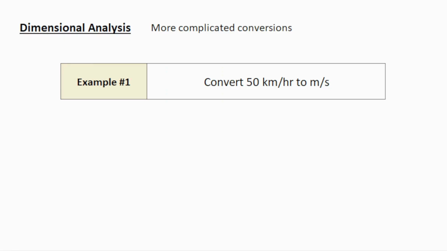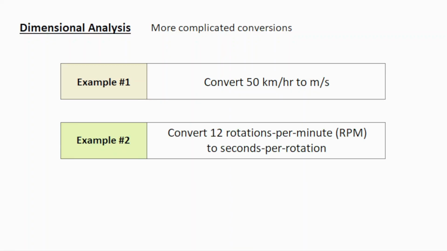Dimensional analysis is related to more complicated conversions. Maybe we need to convert 50 kilometers per hour into meters per second, so kind of 2 conversions in one, or maybe 12 rotations per minute into seconds per rotation. If you want to try these 2 and check their answers, they are both included in worksheet 1.01.